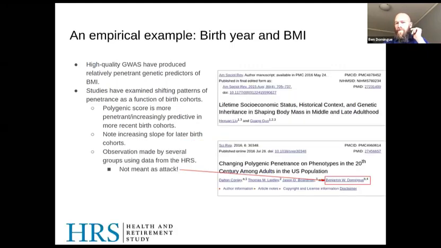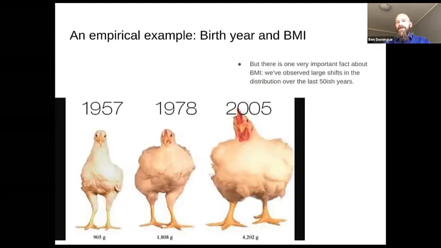I should note that other folks have made a similar observation. So Hechuan Liu and Guang made an observation that was published in ASR. I did some work on this with Dalton as well. And so this is something I've been interested in, and what I'm going to present from here on is relatively critical, but this is not meant as an attack. So I would be implicated in that attack as well. So all the data that these three studies used was from HRS, so that's what I'm going to use here as well. And the problem is that there's been a very important fact about BMI that was really not accounted for in these prior papers.